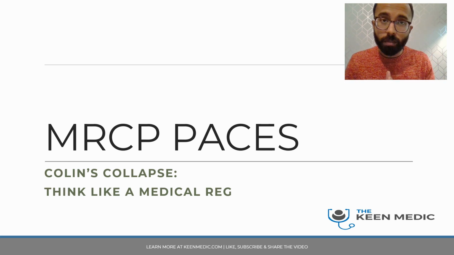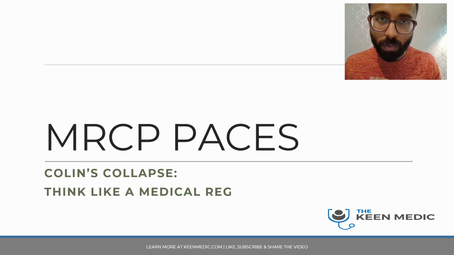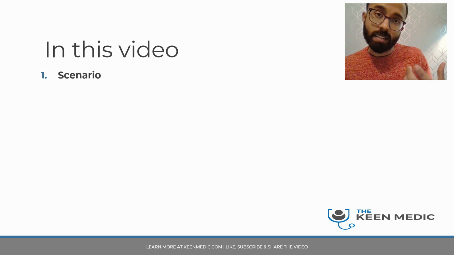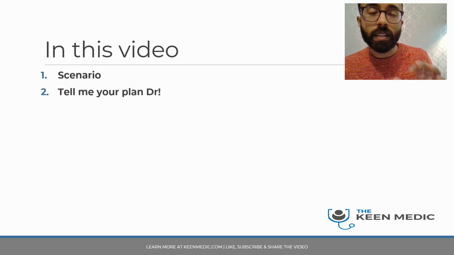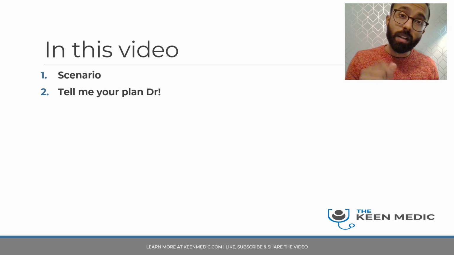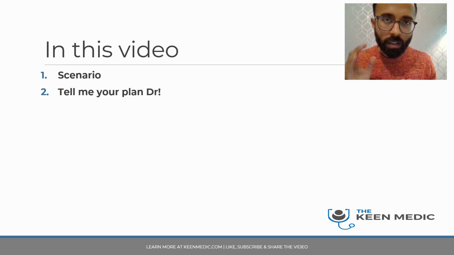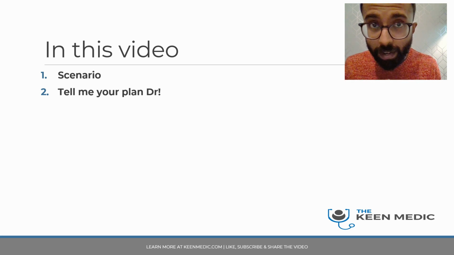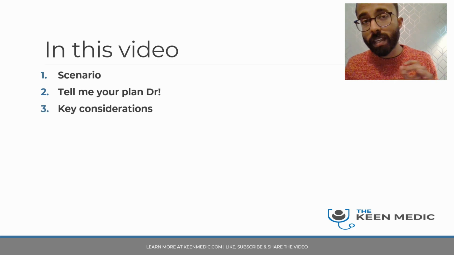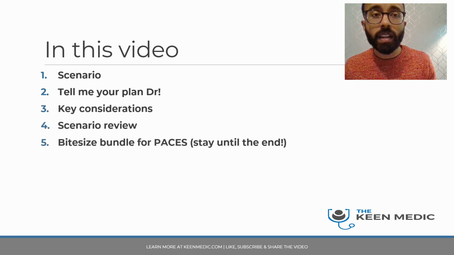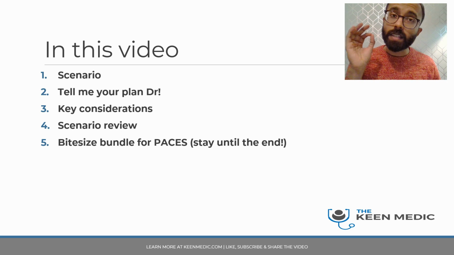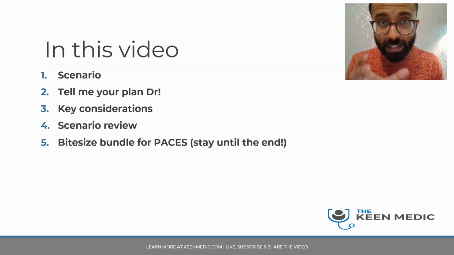So today we are talking about Colin's collapse. Let's see what Colin has come in with. In this video, we're going to start off with a scenario where Colin presents. We'll go through that, then move on to the bit where you tell me your plan, what you're thinking. I'll get you to pause the video at the right time, and then you will come up with your differential and your plan. We'll also go through some key considerations, then review the scenario. Finally, we'll move on to the bite-sized bundle for PACES, which I've put together for this scenario, because this is going to be very important for your PACES exam specifically.